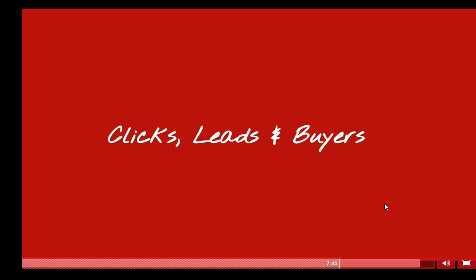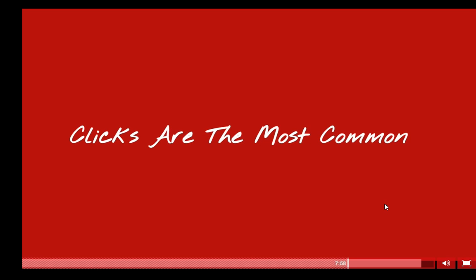Now, the type of traffic you actually purchase comes in the following formats. Either they're sold by clicks, leads, and/or buyers. Those are really the only three options that you're going to be able to buy traffic from when it comes to solo ads. Now, clicks are the most common. Imagine you paid for 100 clicks to your website. That means the broker will send out an email with your link in it, and you should receive 100 clicks.